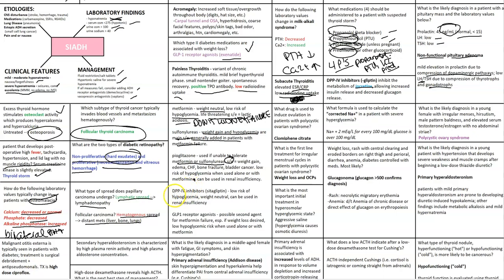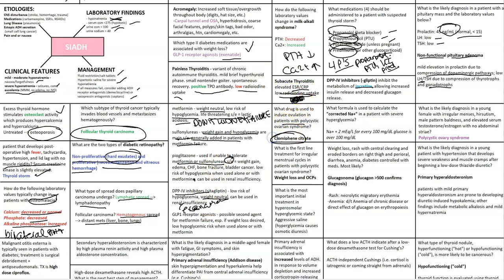Sitagliptin is an example of a DPP-4 inhibitor. There's low risk of hypoglycemia, it's weight neutral, and can be used in renal insufficiency. Last one here is GLP-1 receptor agonists, such as exenatide, which we talked about before. Possible second agent for metformin failure, especially if weight loss is desired, with low hypoglycemic risk when used alone or with metformin.